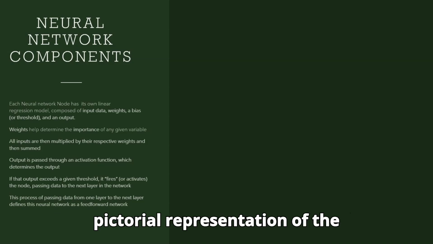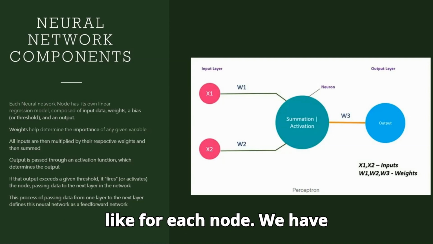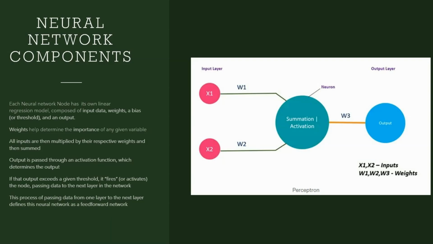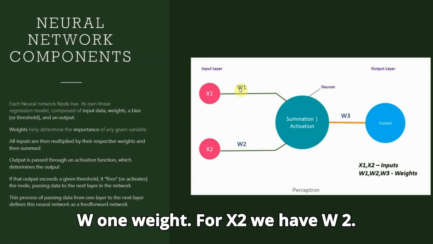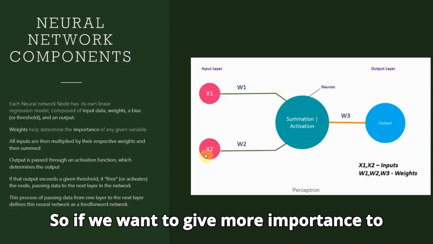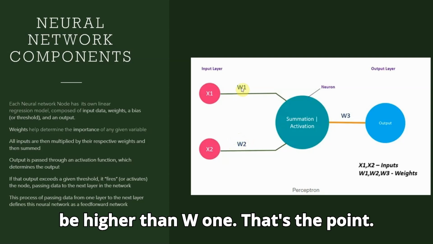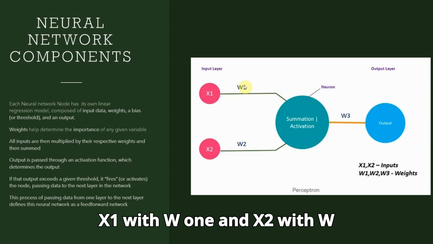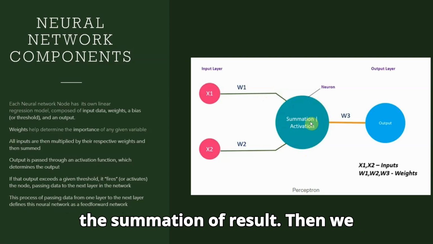If we see a pictorial representation of the neural network, this is how it looks. For each node, we have one or more input variables and a weight assigned to each. For x1 we have w1, and for x2 we have w2. If we want to give more importance to x2, the value of w2 will be higher than w1. We multiply x1 with w1 and x2 with w2, then add them to get the summation.